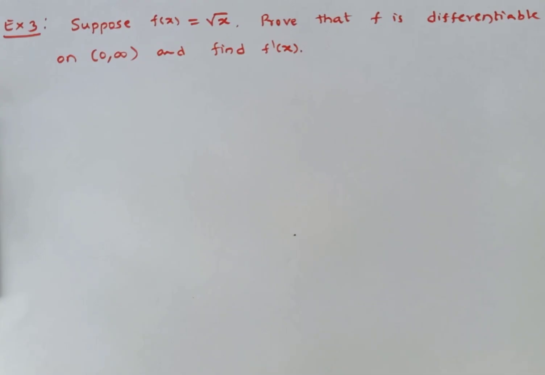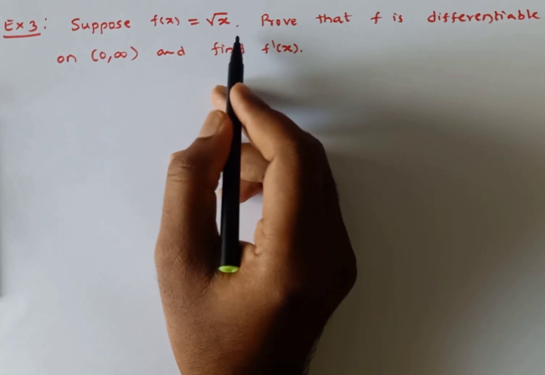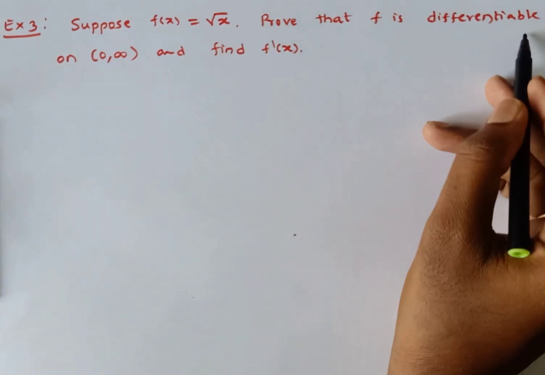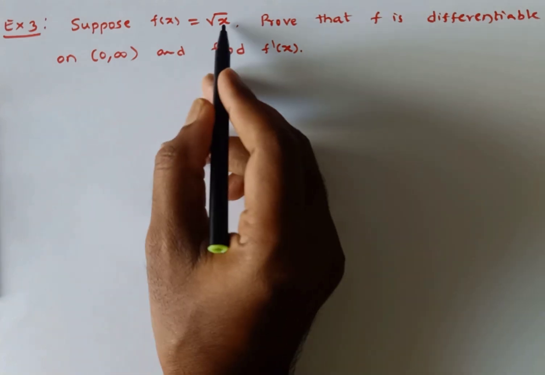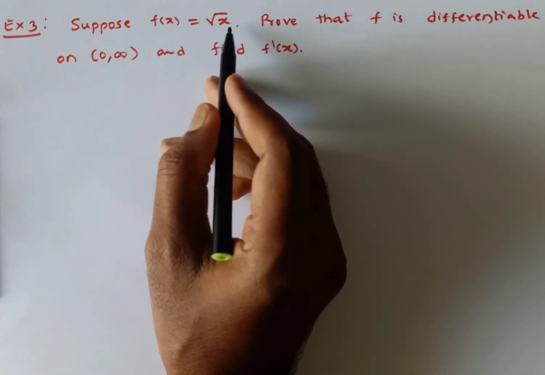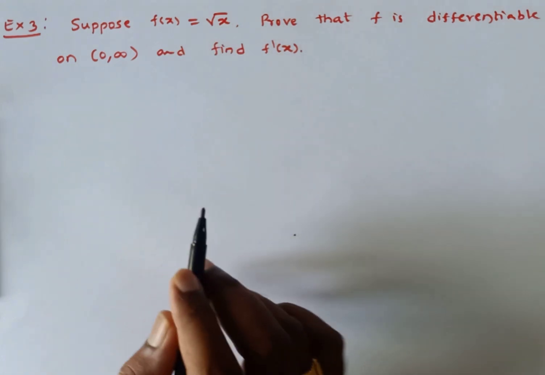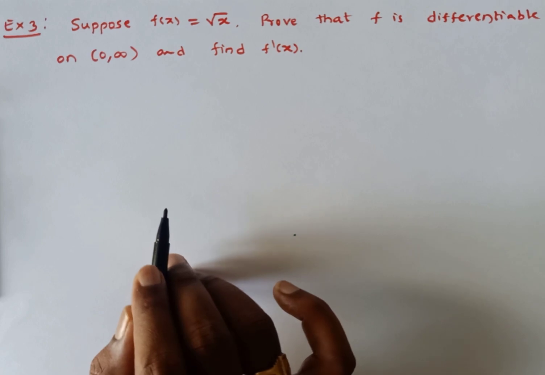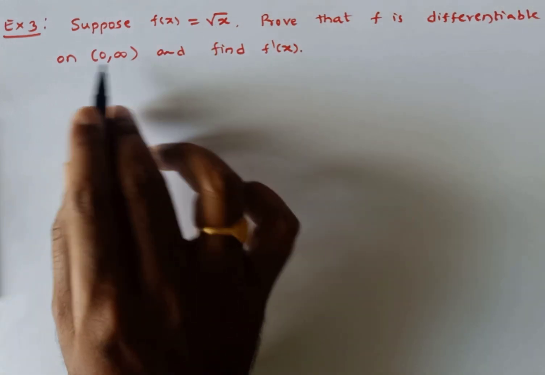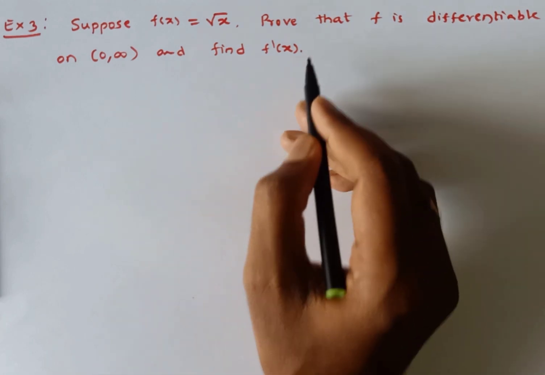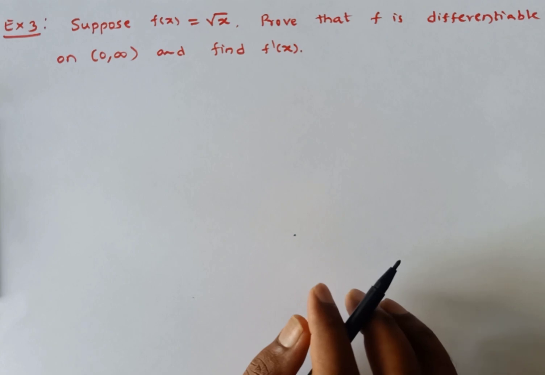See the third example. Suppose f of x is given, this is the square root of x, root function. Prove that f is differentiable on 0 to infinity. Since the domain of this is 0 to infinity, it means x is always greater than or equal to 0. So we need to show this function is differentiable on 0 to infinity, then also find f dash of x. If it is differentiable, we also need to find f dash of x.